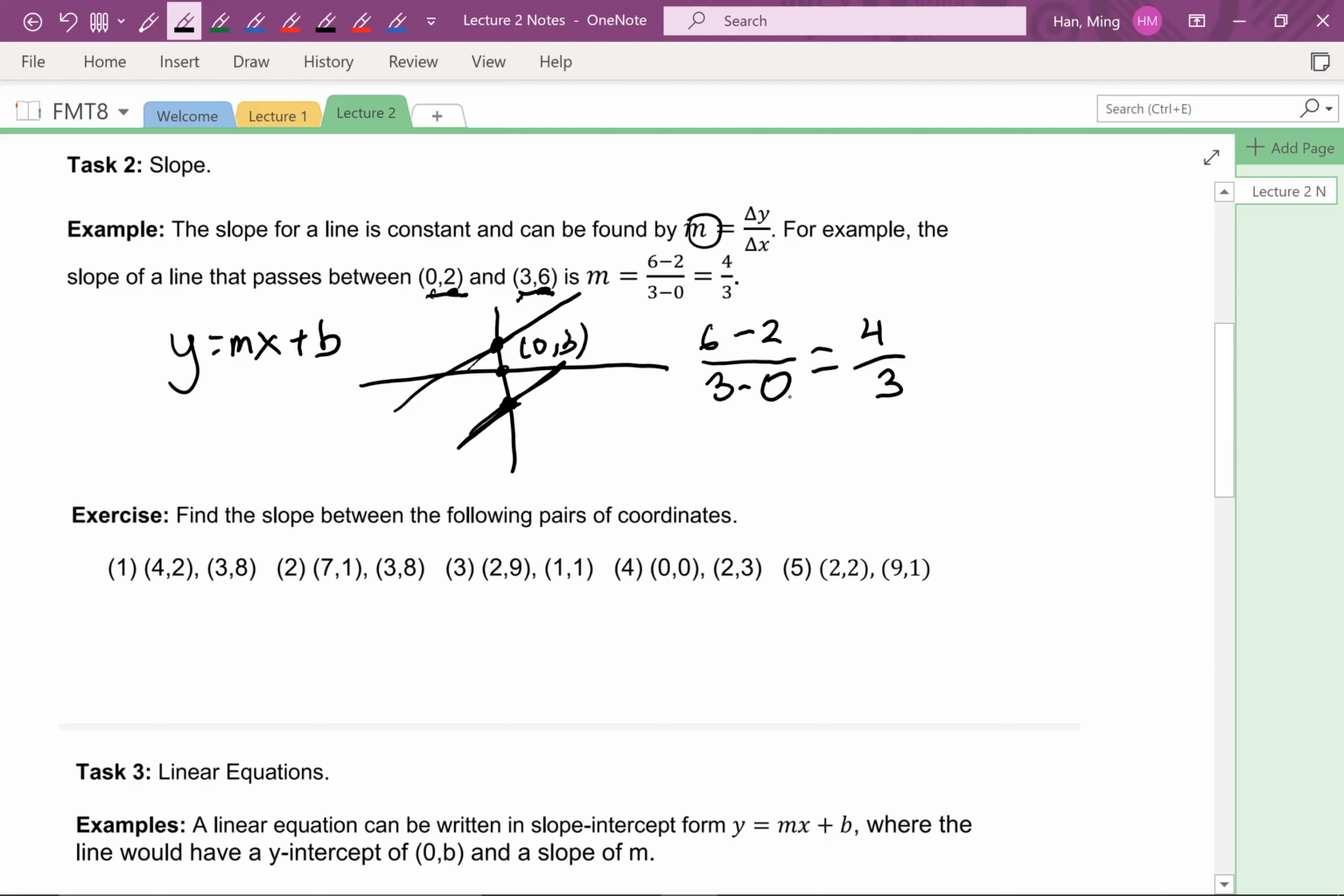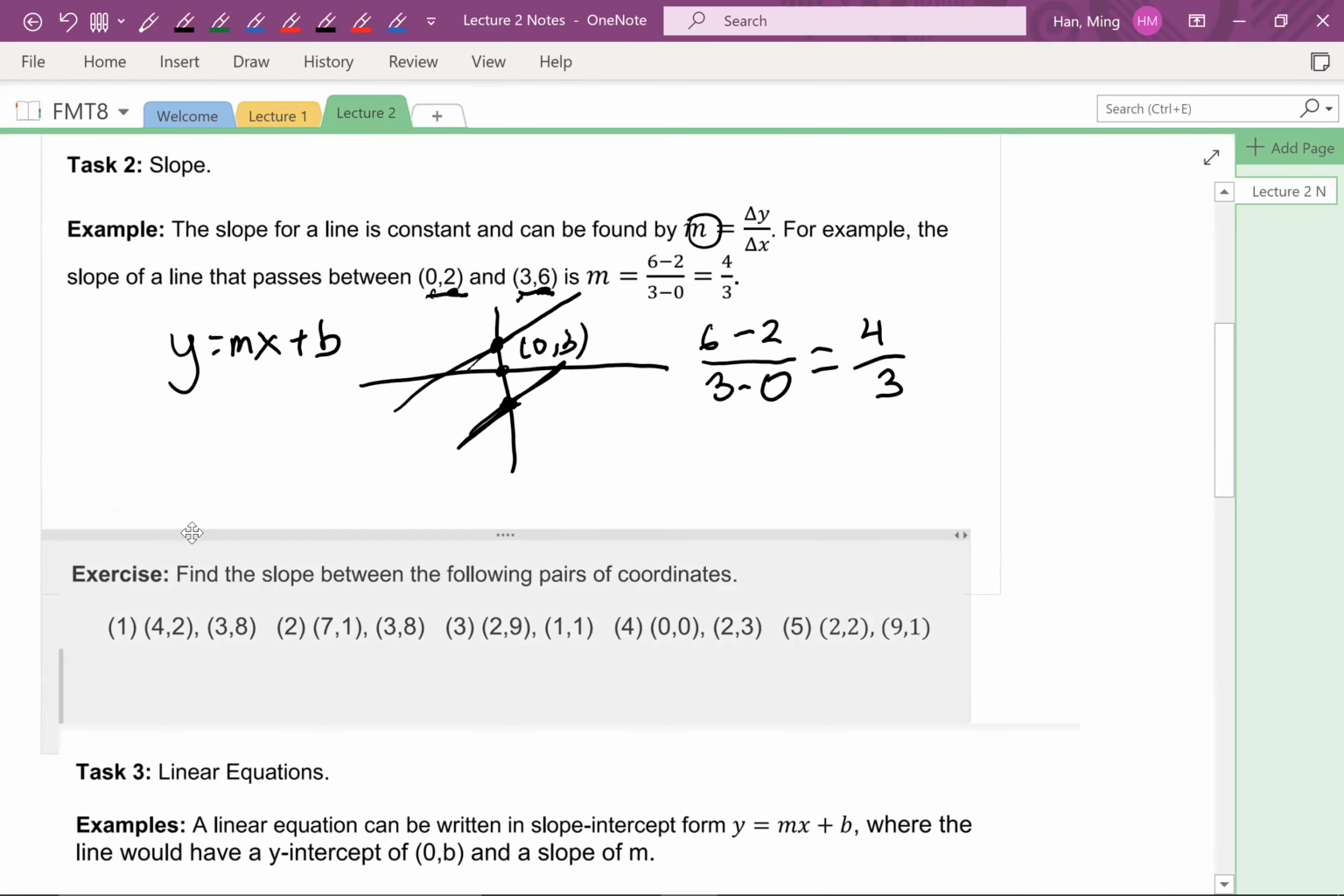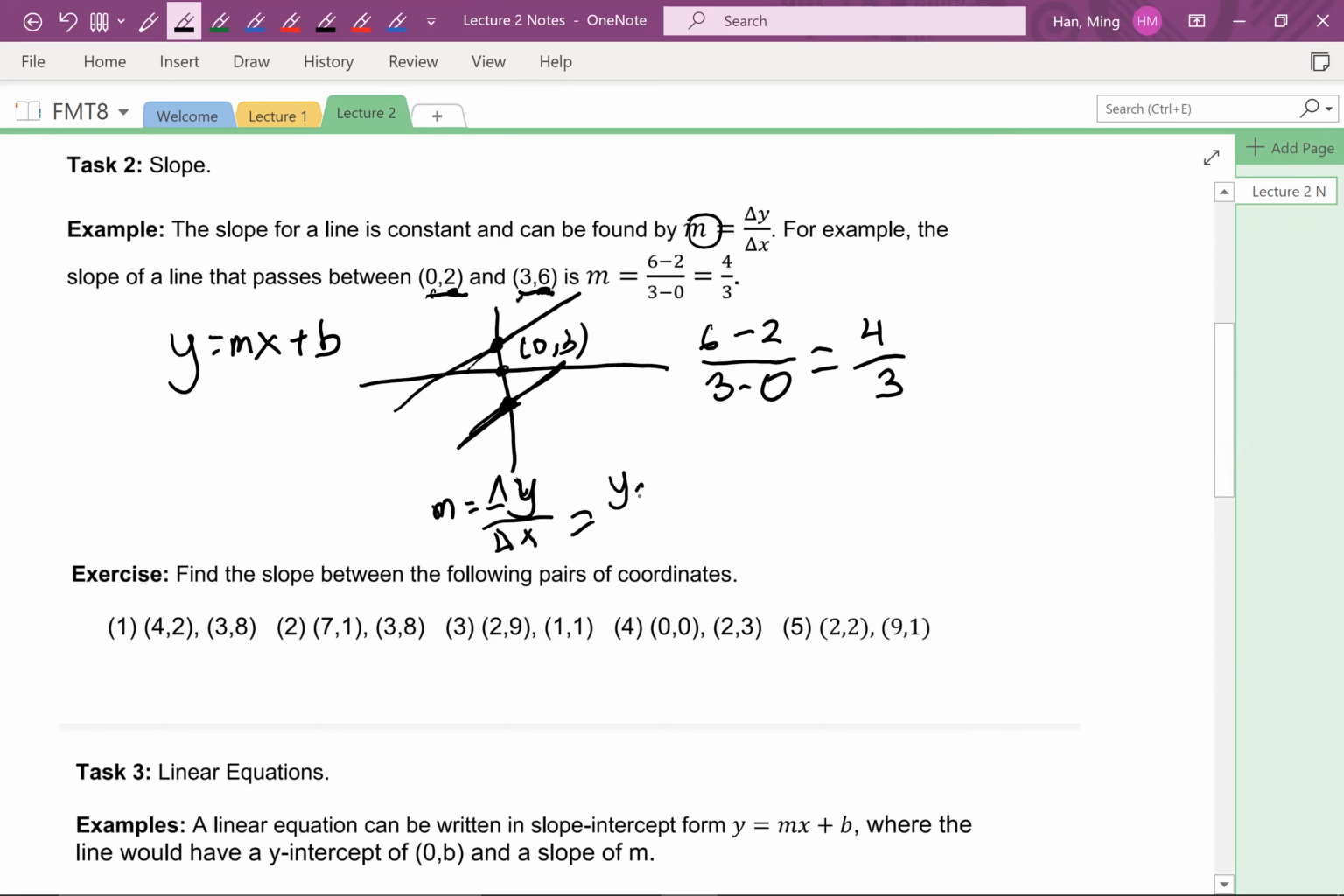And how can we write that out with variables? Well, m is equal to delta y over delta x, which means the difference in y over the difference in x. And that is equal to y2 minus y1 over x2 minus x1.